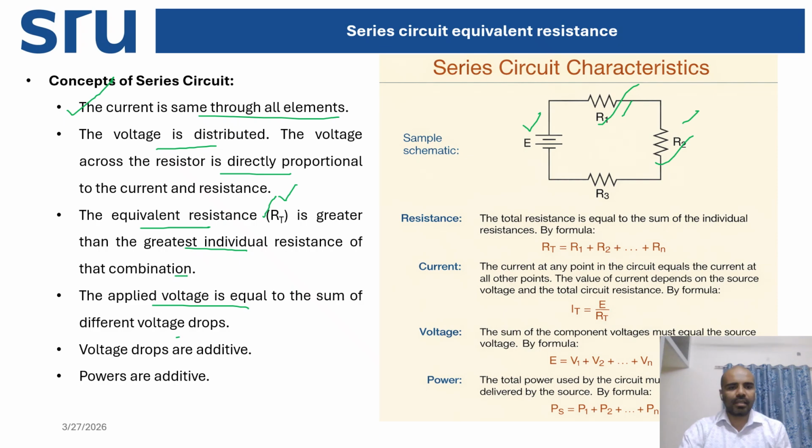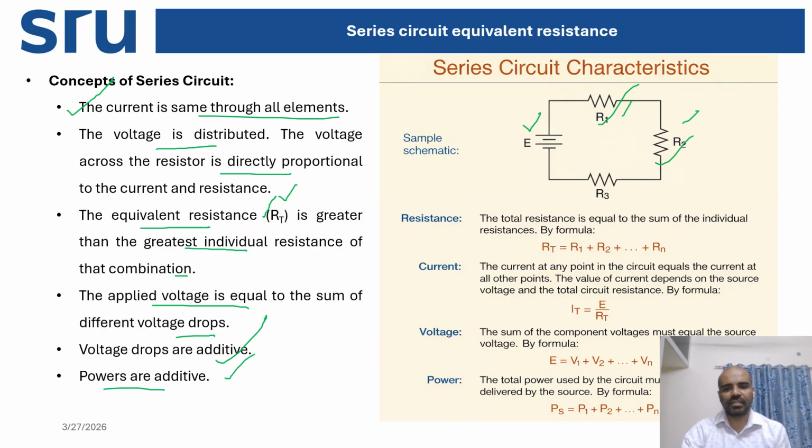Here the applied voltage is equal to the sum of the different voltage drops across each resistor. We have already told that here the voltage drop is additive in nature, and power is IV. So the power is IV, or I square R, or V square by R. So it is the expression of power. So power is also additive in nature.